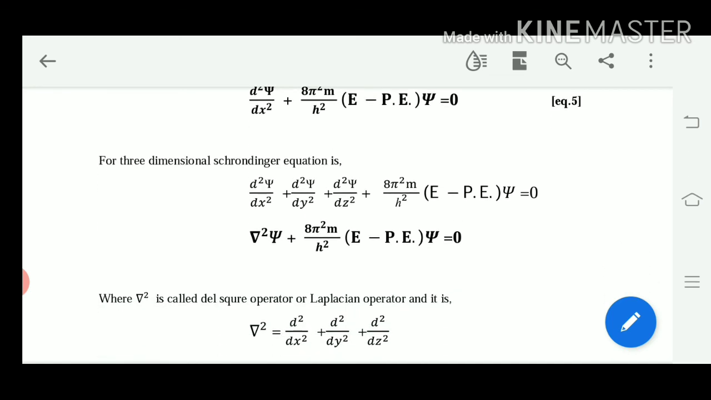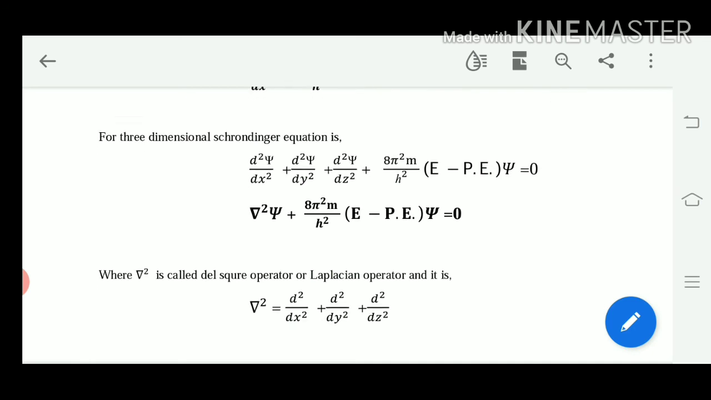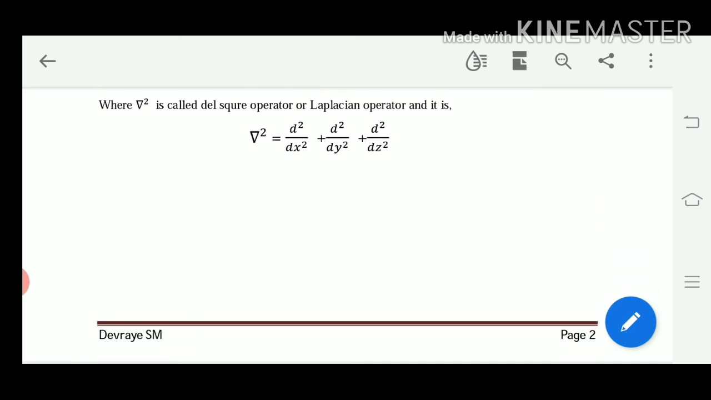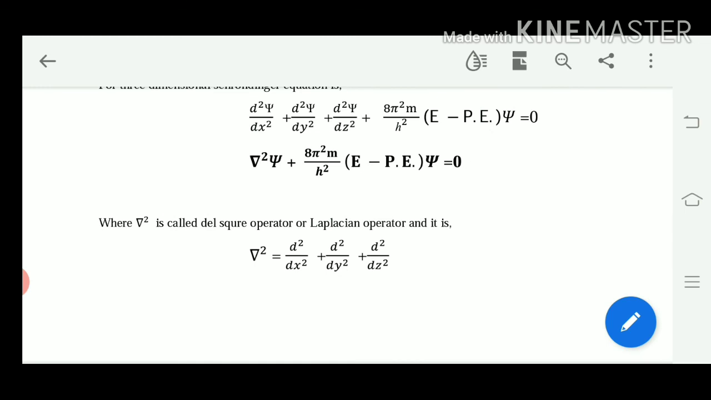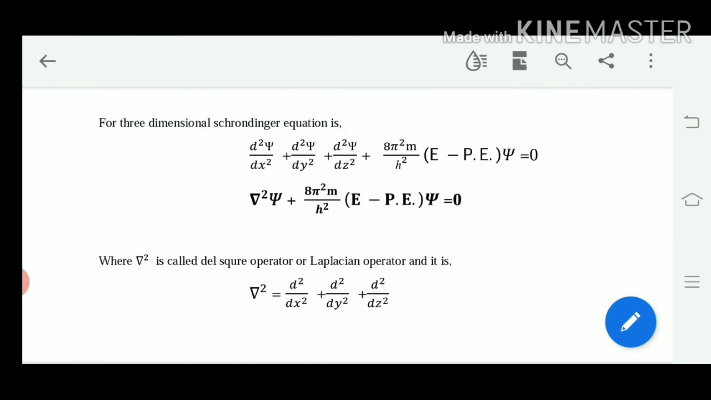Here, delta square psi plus 8 pi square m by h square into E minus PE into psi is equal to 0, where delta square is the Laplacian operator. This is the Laplacian operator, and this is the three-dimensional Schrödinger wave equation.